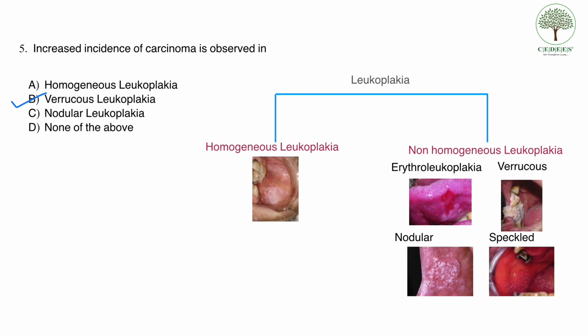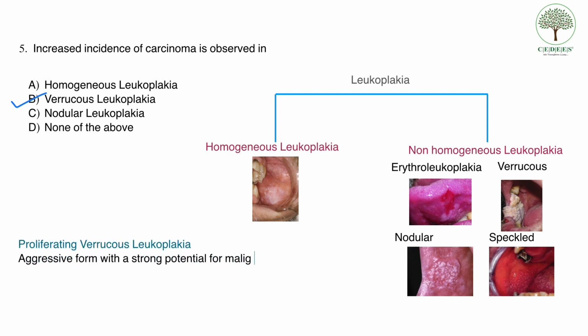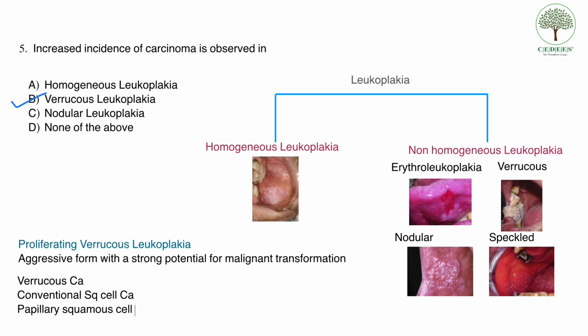Out of all this, verrucous or the proliferative verrucous leukoplakia is the most aggressive form with a strong potential for malignant transformation. It has been known to transform into verrucous carcinoma, conventional squamous cell carcinoma, and papillary squamous cell carcinoma.